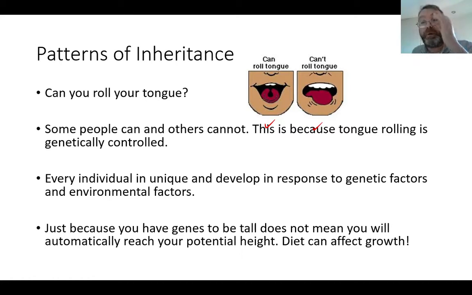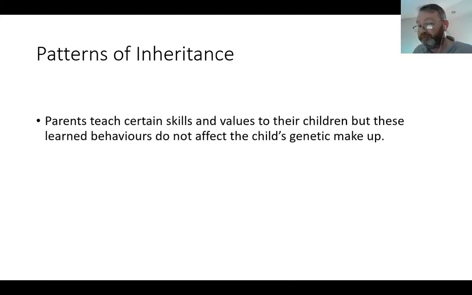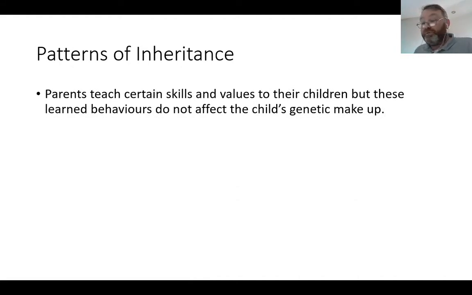And also we're told that if people smoke, there's kind of evidence out there to say that if people smoke at a young age, the chemicals in the cigarette can have an effect on their growth, can have an effect on their metabolism, will have an effect on the development of their lungs. Okay, so please keep in mind the development of a person from conception, from the moment the zygote is formed, is twofold: genetic development, but also environmental development. Parents can also teach certain skills and values to their children, okay? But these learned behaviours do not affect the child's genetic makeup.